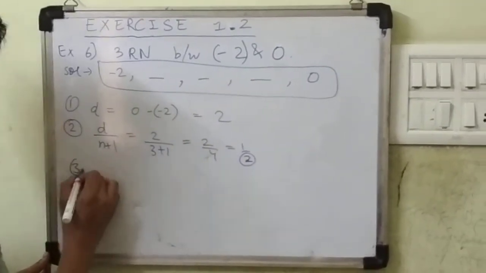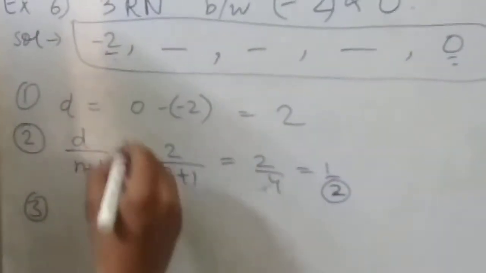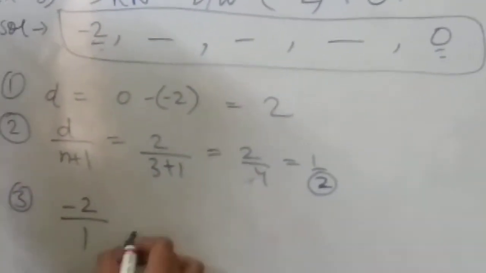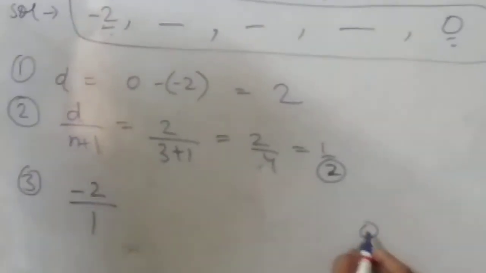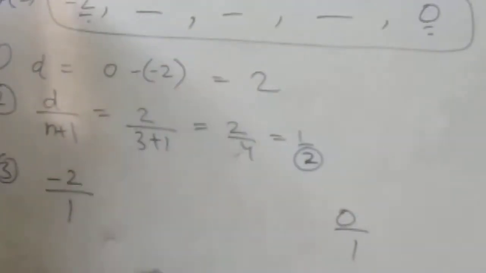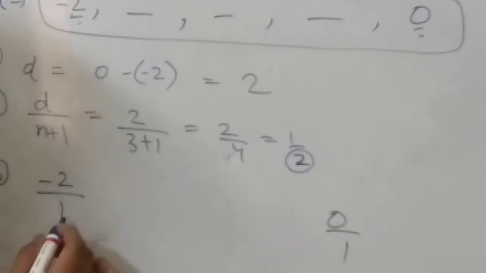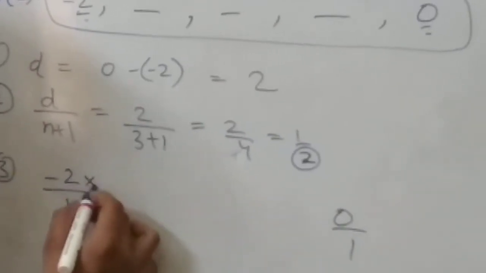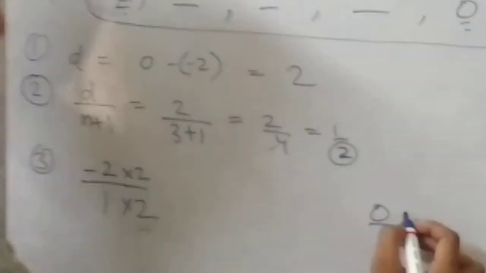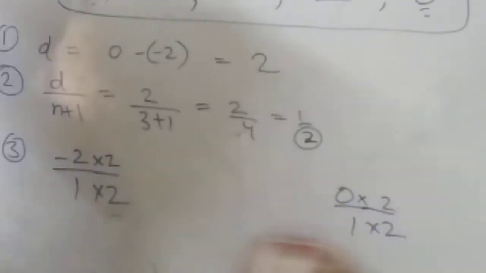Now in the third step, you have to make the same denominators for these two numbers which you are given. So for that, you have to do it like this: -2 by 1, and here I am writing 0 by 1. Nothing means 1, you know very well. Now if we want the denominator 2, we have to multiply the numerator also by 2.